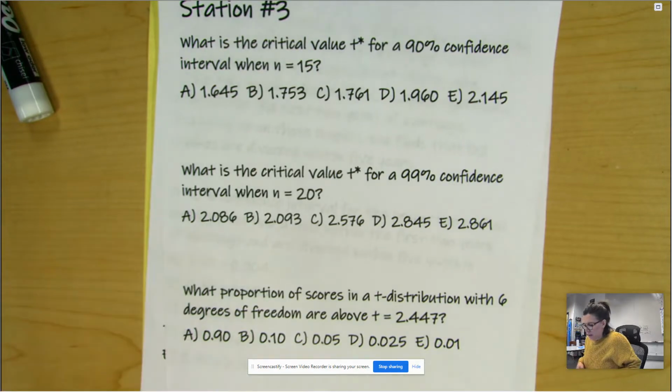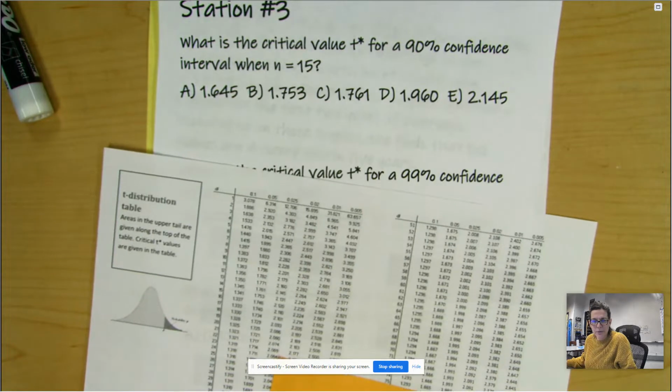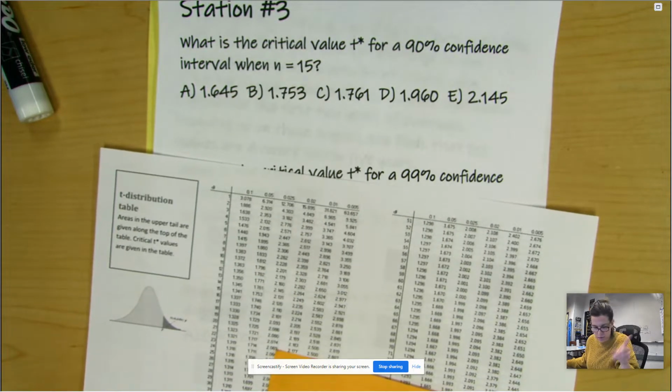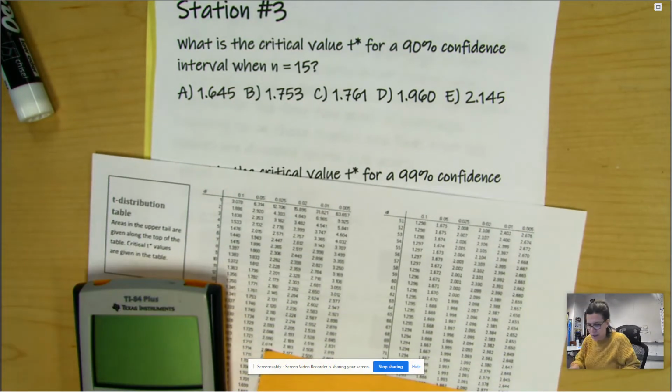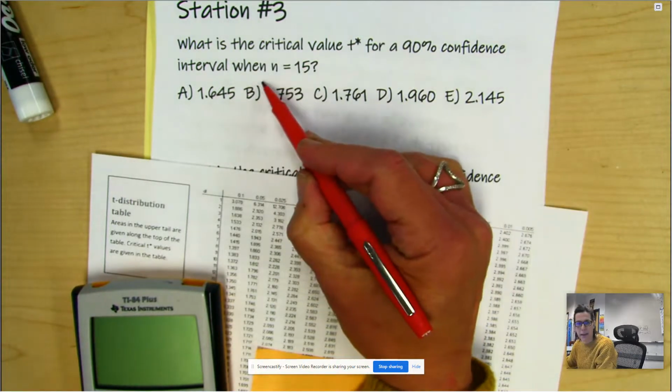Okay, so we're doing T distribution. I have a T chart and I'm also going to show you how to use your calculator. Okay. What is the critical value T star for a 90% confidence interval when n equals 15?